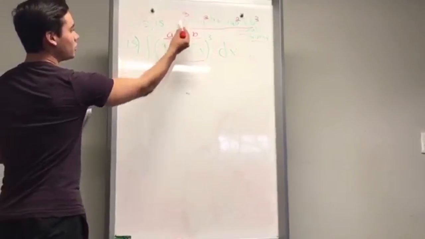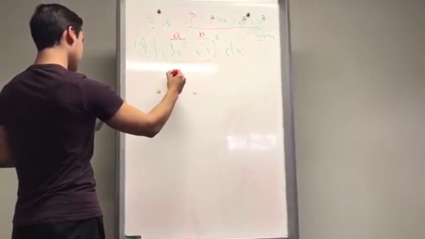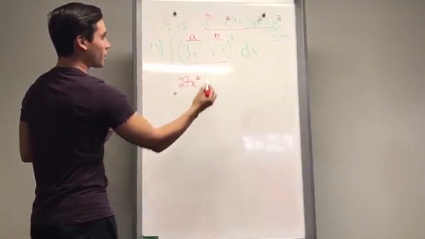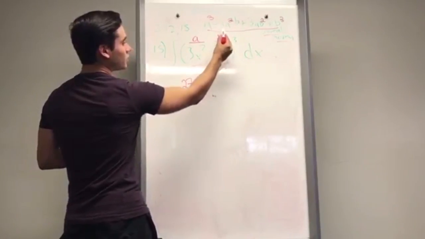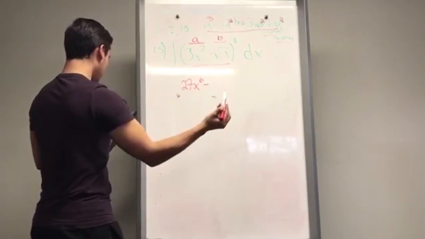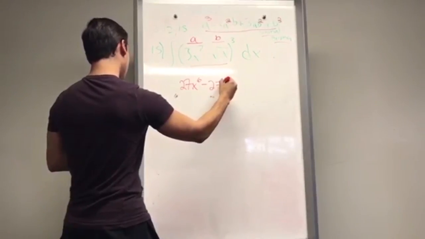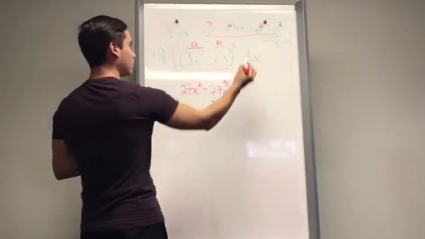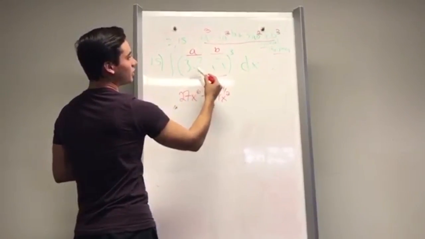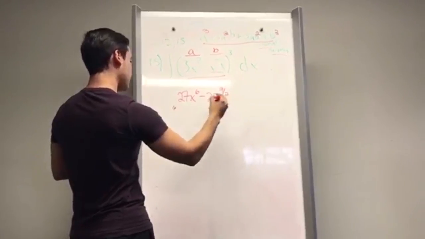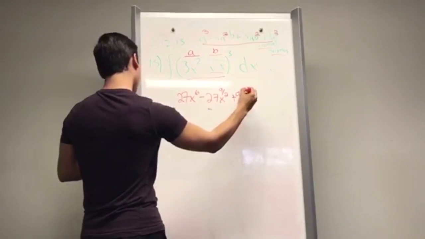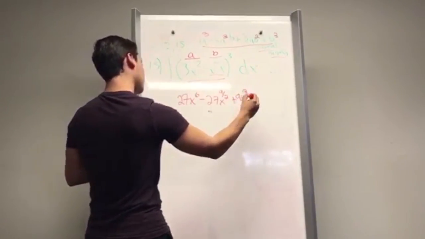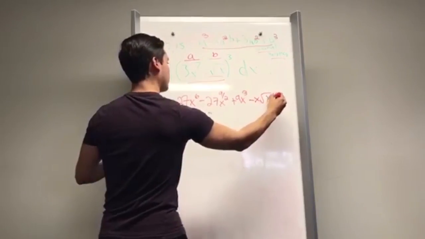First, we have to cube the a, which is 27x to the 6th power. Then minus 3 times a squared b, which gives us 27x to the 9/2. Then we have to do 3 times a b squared, which gives us 9x cubed, and finally b cubed will give us negative x squared x.